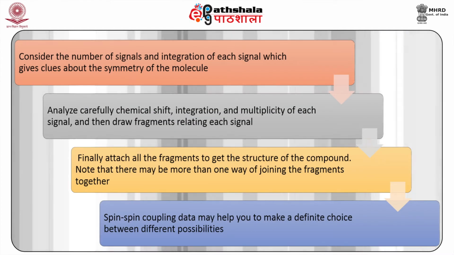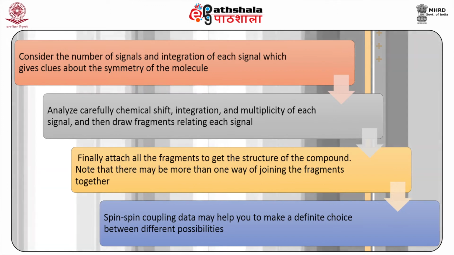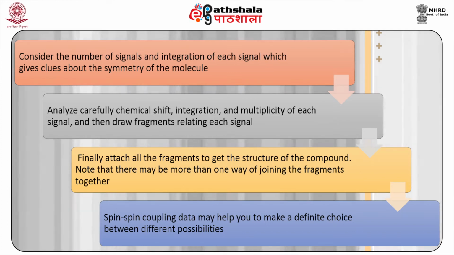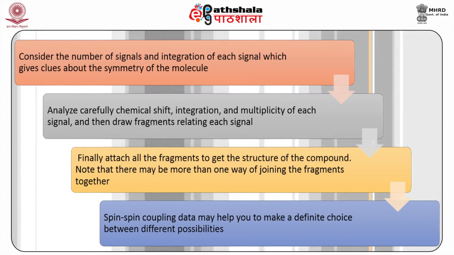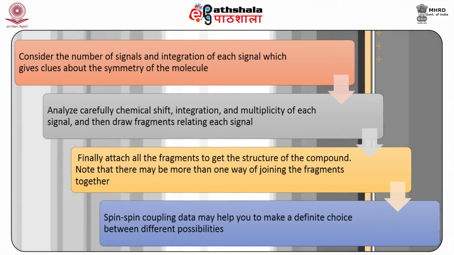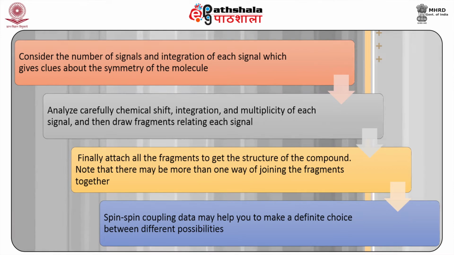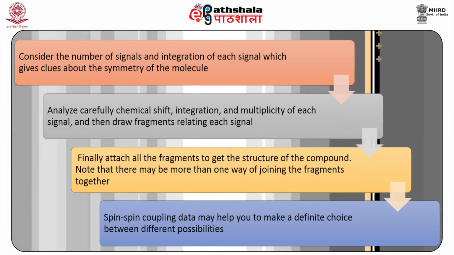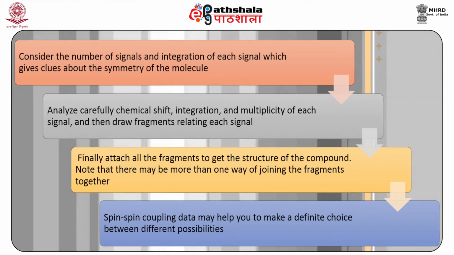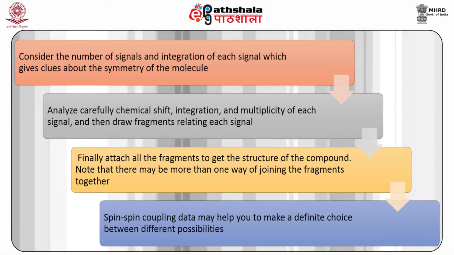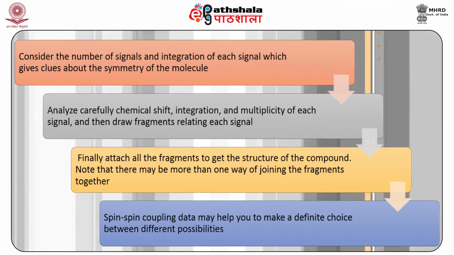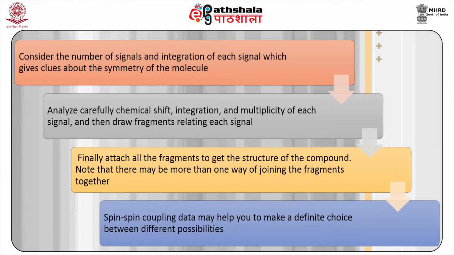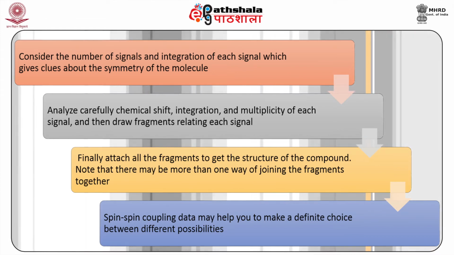Now the second rule is to consider the number of signals and the integration of each signal, which gives important clues about the symmetry of the molecule. The third rule is to analyze carefully the chemical shift, integration value and multiplicity of each signal, and then draw fragments relating to each signal. The fourth rule is that finally, attach all the fragments to get the structure of the compound. Note that there may be more than one way of joining the fragments together. Spin-spin splitting data may help you to make a definite choice between two or more different possibilities that you might be having.